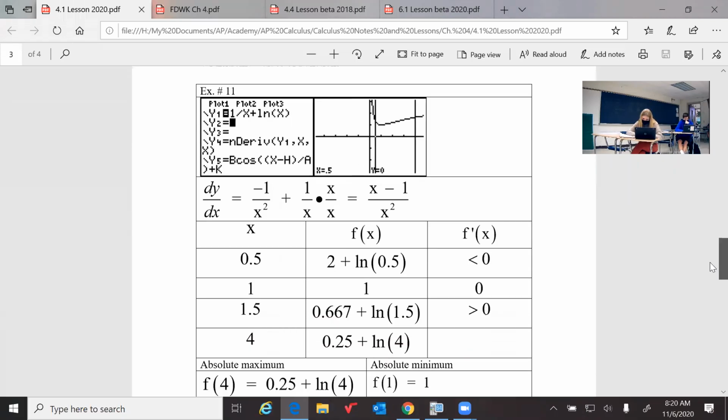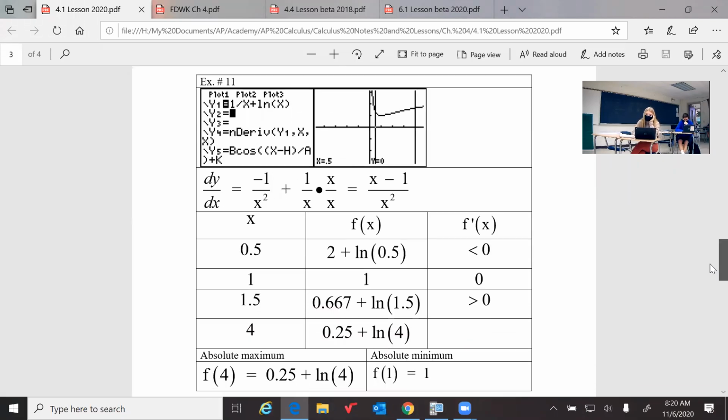So 11. So don't worry about the picture at the top. I mean, that's just to confirm the answer. What are we doing? Here's the derivatives. Negative x to the negative second, which is the same thing as negative 1 over x squared. The derivative of ln x, 1 over x.